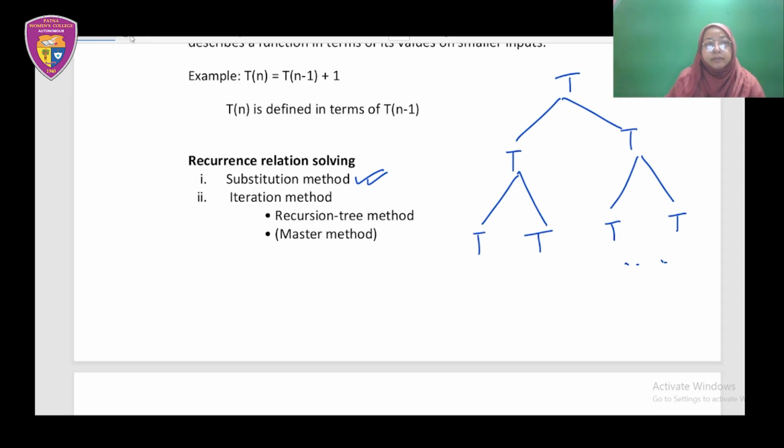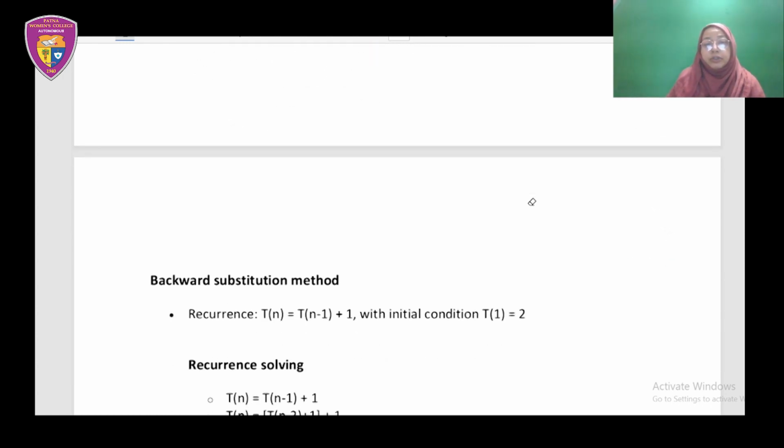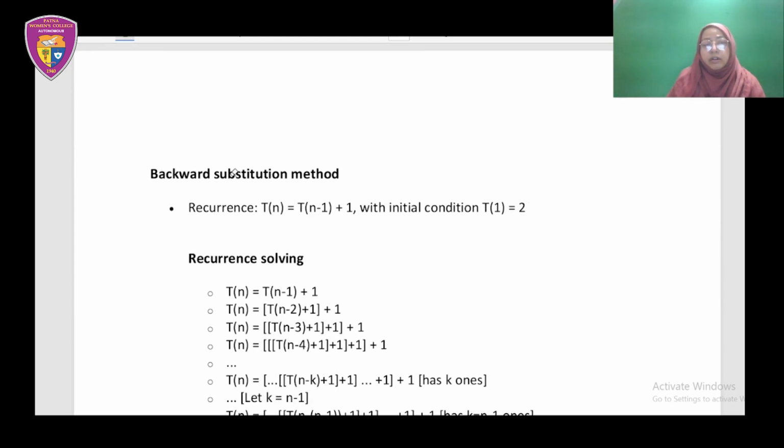So let us see some examples. We'll understand with the help of an example what this substitution method is. Substitution means we have to substitute the values. Or we have the backward substitution method also. In backward substitution, we substitute the values of the smaller inputs in terms of the given input.